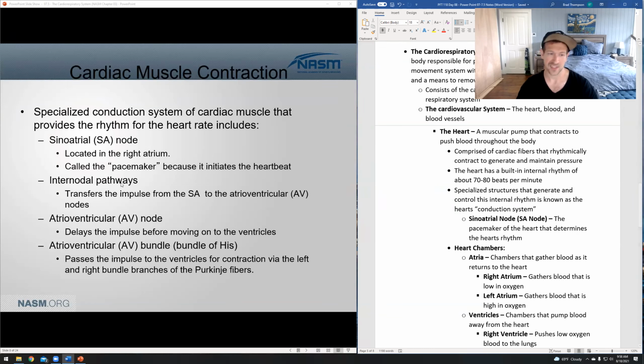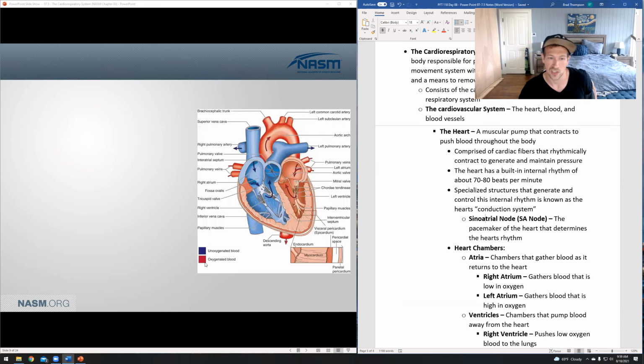So the sinoatrial node is located in the right atrium of the heart. It lives in that right atrium's chamber, and it is the pacemaker of the heart. It determines the actual rhythm. So that's what's connected to your nervous system. When your nervous system says, hey, speed up or slow down, the sinoatrial node is what's listening. Then you do have all those internodal pathways that lead to your AV node, and then eventually that leads to the bundles and Purkinje fibers and stuff.